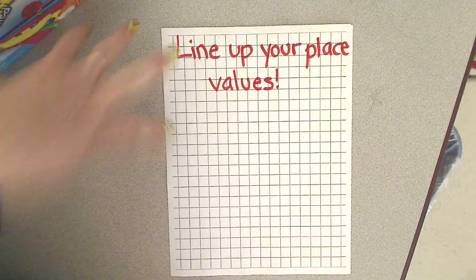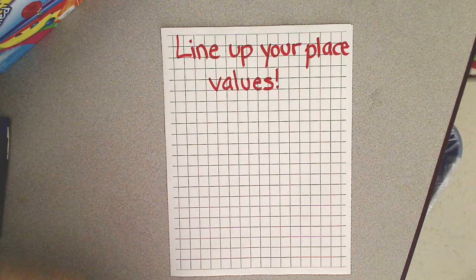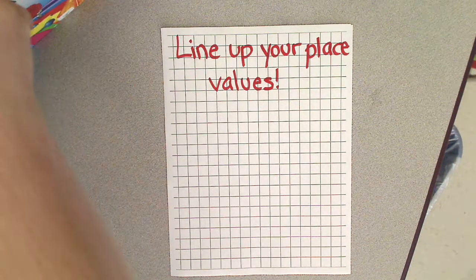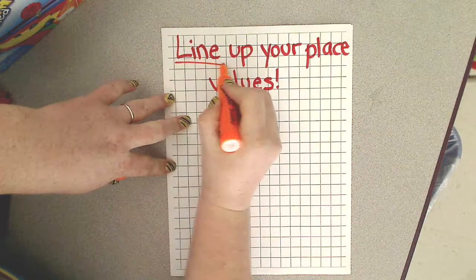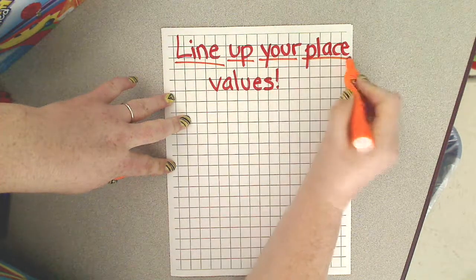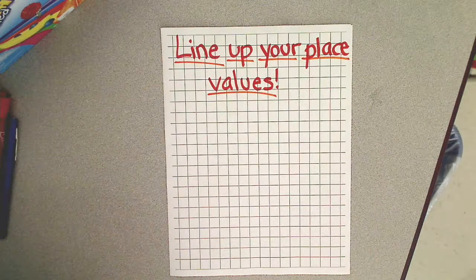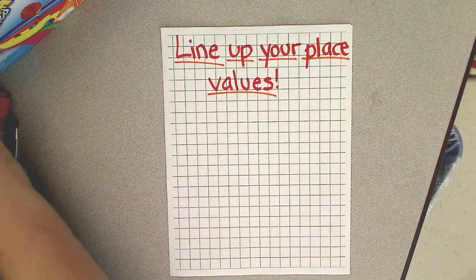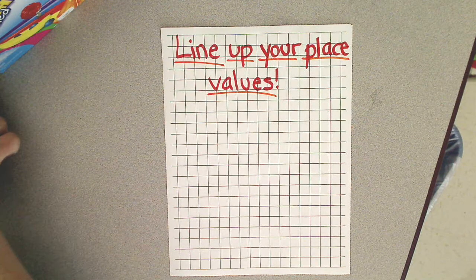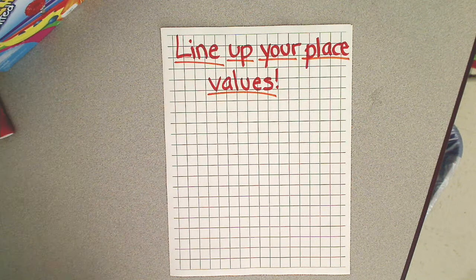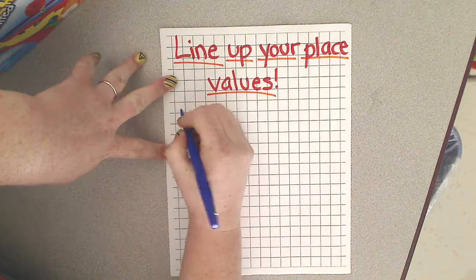See, I don't think I can emphasize that enough. Let's see here. Maybe if we put some orange underlining here. Line up your place values. This is where knowing your place value is going to come in handy, because if you don't know your place value, you're not going to be able to line them up correctly, and it's going to trick you up.